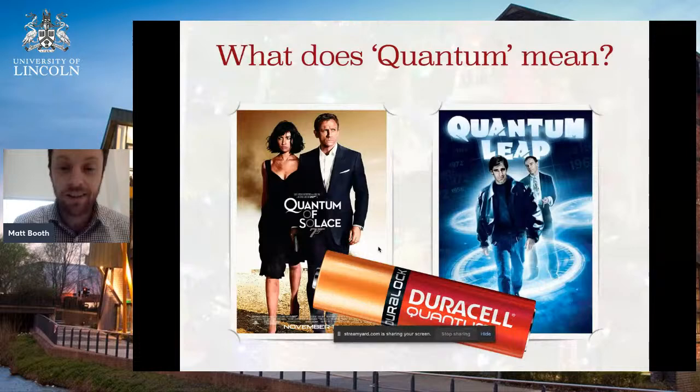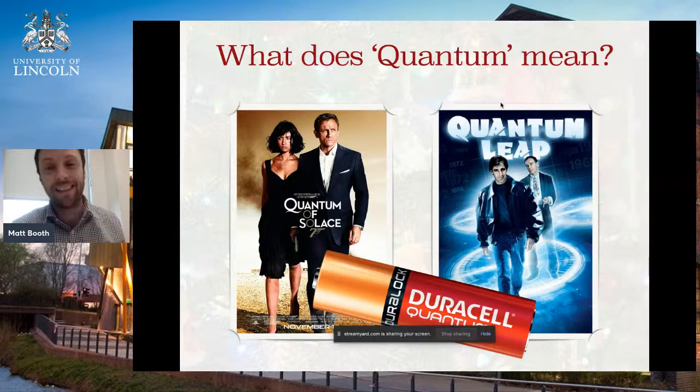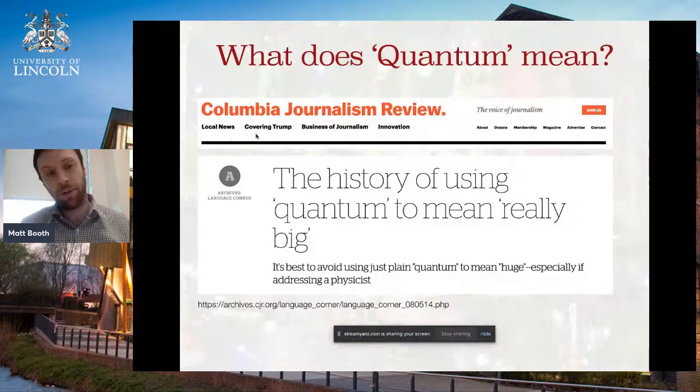It's actually from Latin. There's a word quanta in Latin, which just means an amount. And that's a bit of a clue as to what quantum means in the context of physics. But it also means kind of a big step. So the Duracell quantum battery was supposed to be kind of a big leap forwards in battery technology. So this is what quantum means in general. There's a nice article you can read from the Columbia Journalism Review, the link's down here underneath. It's a bit of history about the word quantum. But we're talking about a particular meaning of quantum, specifically in the context of physics.